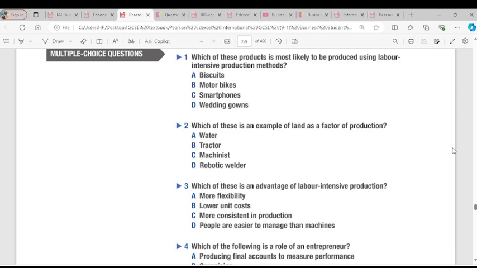Number one. Which of these products is most likely to be produced using labor-intensive production methods? A. Biscuits. B. Motorbikes. C. Smartphones. D. Wedding gowns. Which of these products is most likely to be produced using labor-intensive production methods? C. Smartphones. Labor intensive.